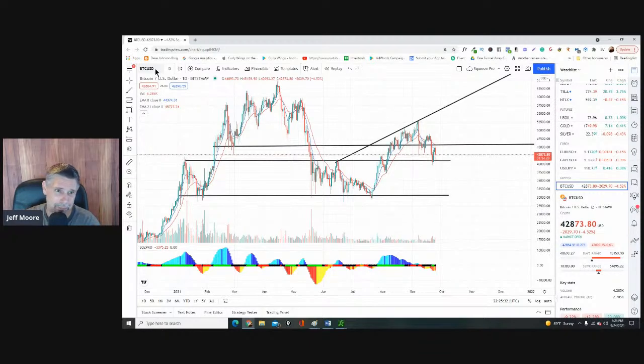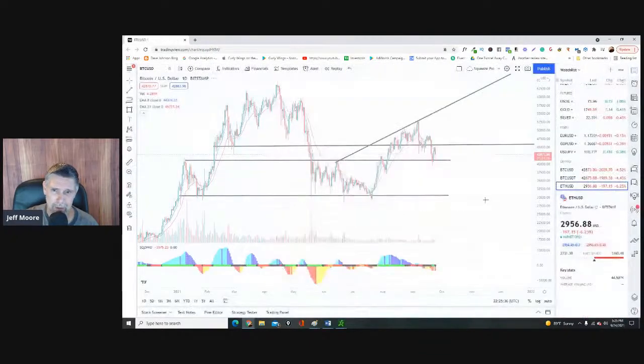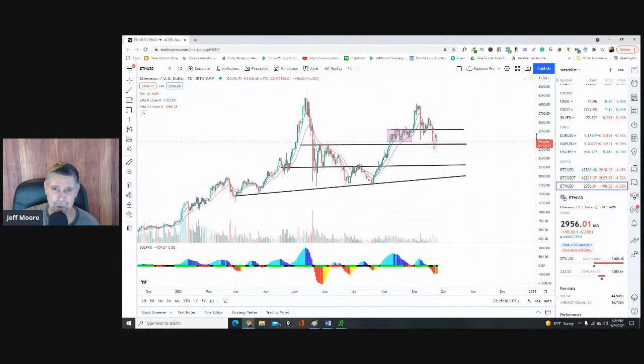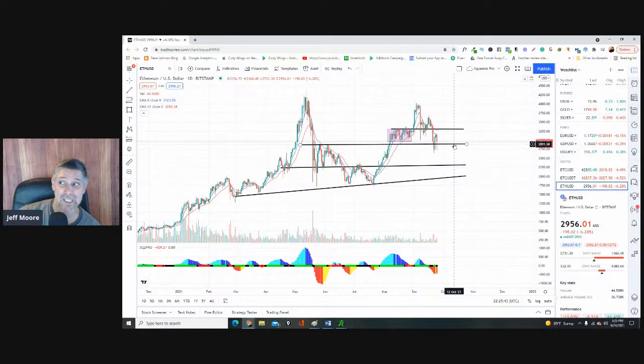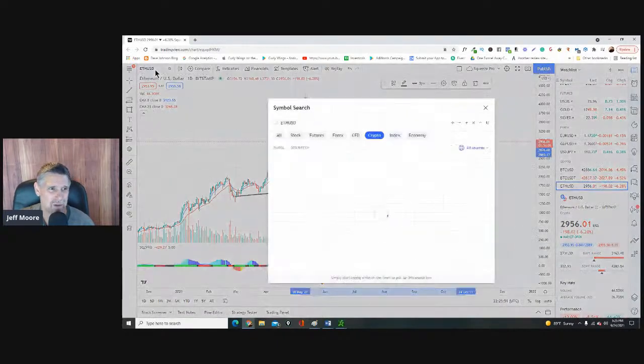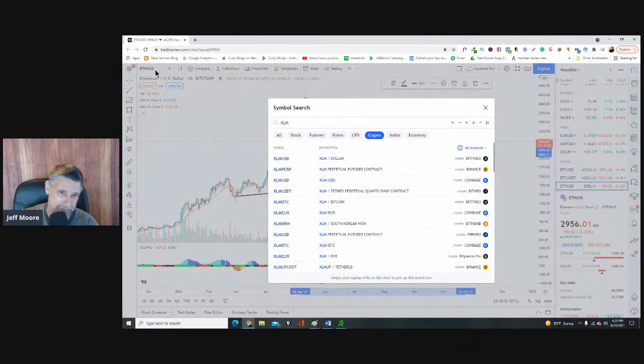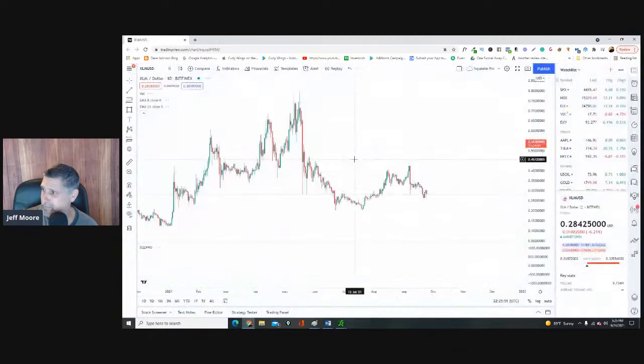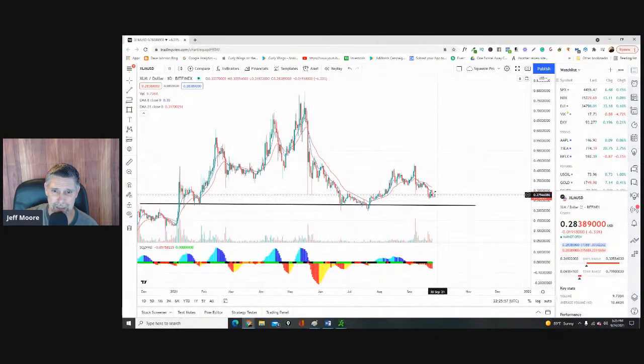What about Ethereum? Ethereum looks just like Bitcoin, right? Sitting right at support. A lot of the altcoins are at support right now. Okay, a lot of them are at support right now. But we're sitting right there. So, I mean, you can go look at Cardano. You can look at Stellar Lumens, right? I like Stellar Lumens. Stellar Lumens down today.